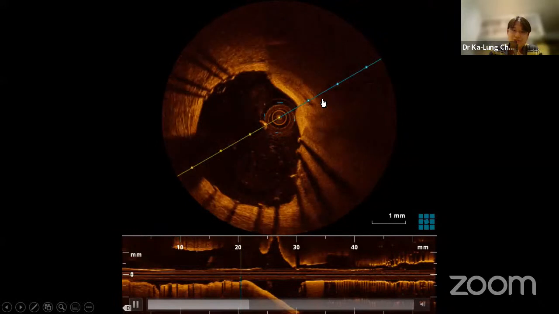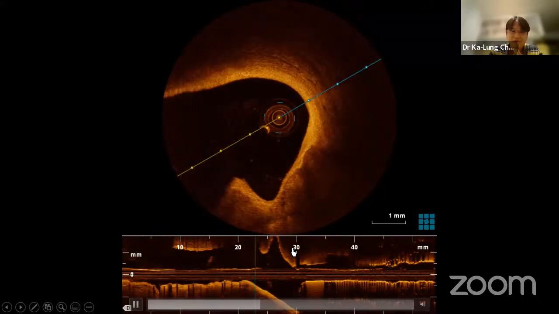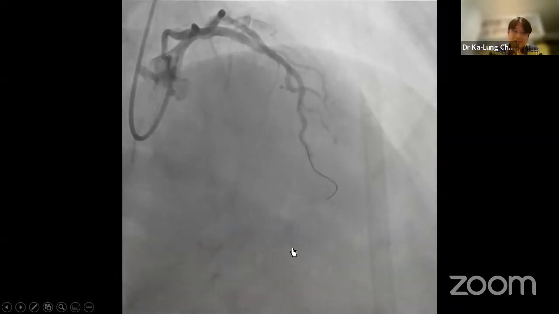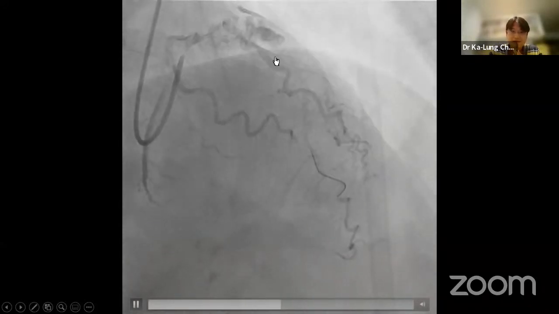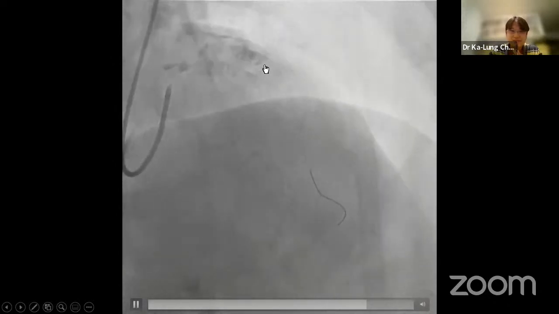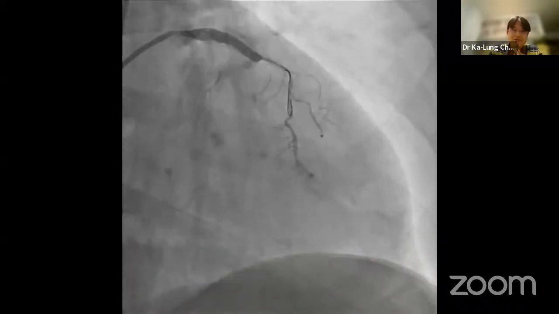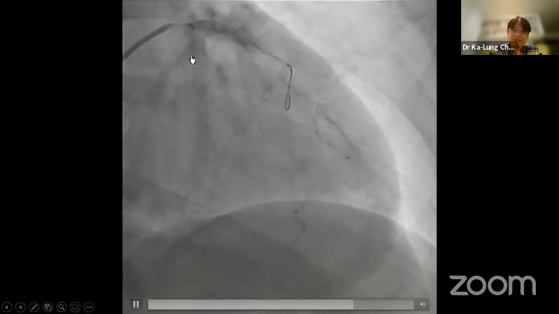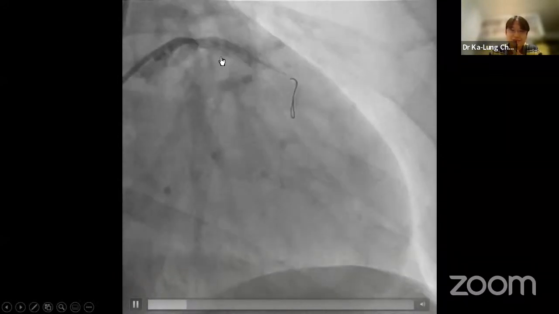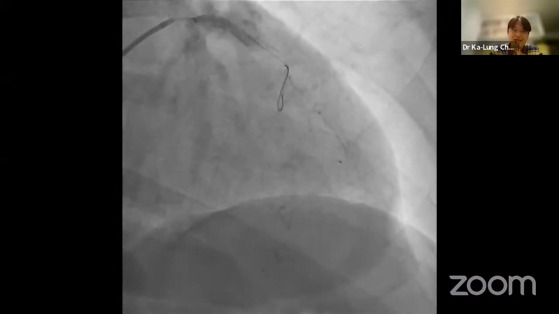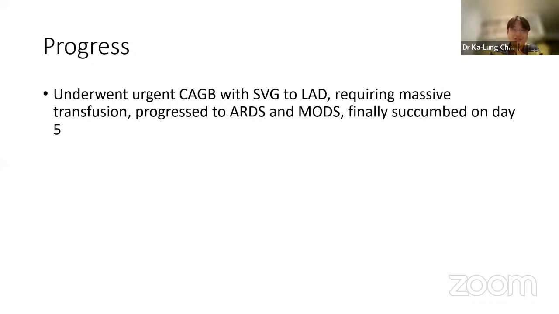So they just measure the vessel size, like 4.5, and then they use a 4.5 NC balloon to blow it up to very high pressure, and that causes a severe type 3 perforation. They try to put in the covered stent, but actually cannot seal because the perforation site is very close to the ostium, and there's some spasm. We have to ask the surgeon to go in, and unfortunately, this patient didn't survive after the surgery.